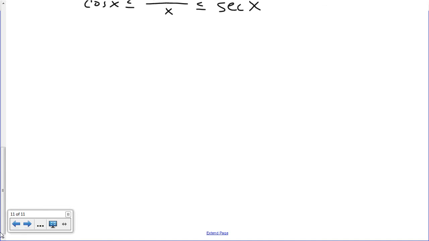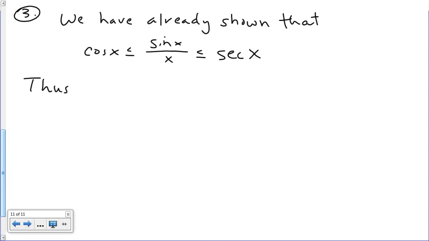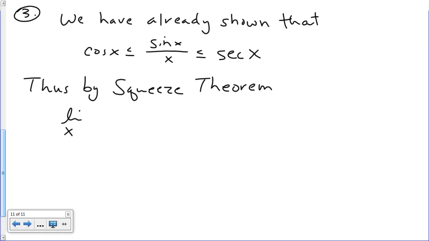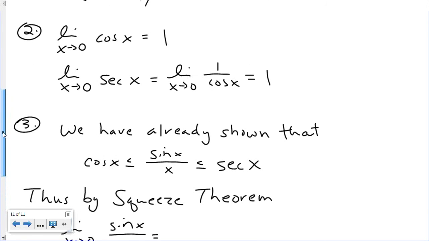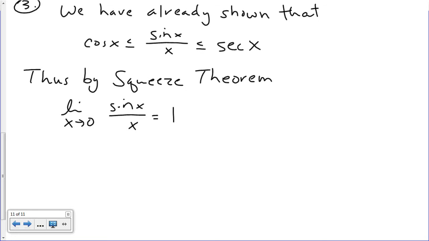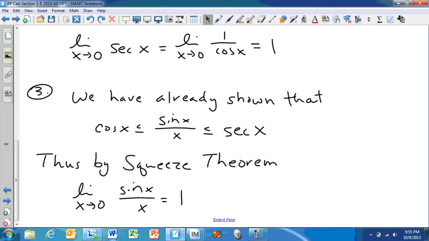So thus, by squeeze theorem, the limit as x goes to 0 of sine of x over x must be equal to the limit of my other two functions. My other two functions are approaching 1, so this limit must also be equal to 1. And there's the algebraic proof. It actually relies on squeeze theorem to prove it. Okay? And that is the end of this second half of the section.